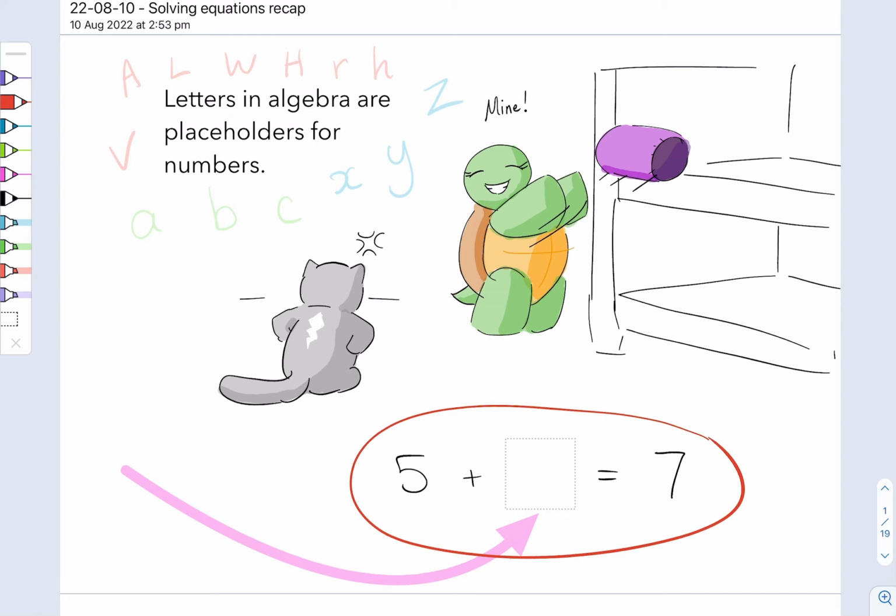So in algebra, if I've got this thing down here, you may have encountered these little empty boxes in primary school, but in high school, we actually give these things a letter. So for example, the letter A is going to represent that missing number. And if you know a bit of mathematics, you can find out what the answer, the A, is supposed to be. But we're going to move on.